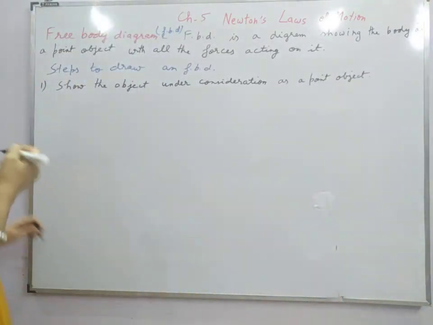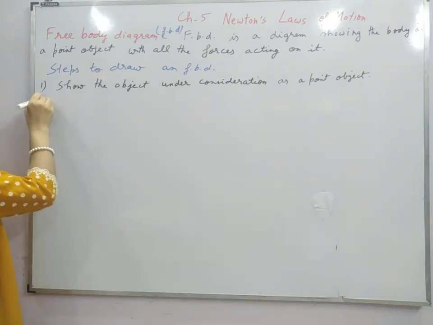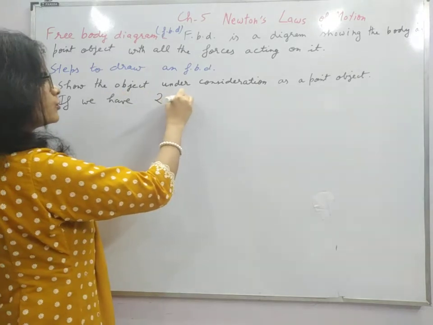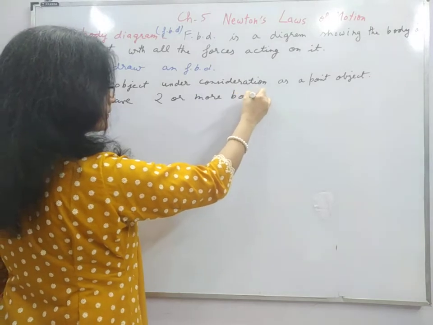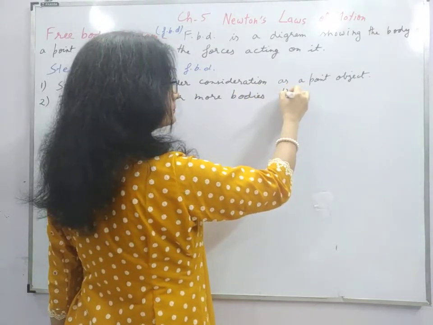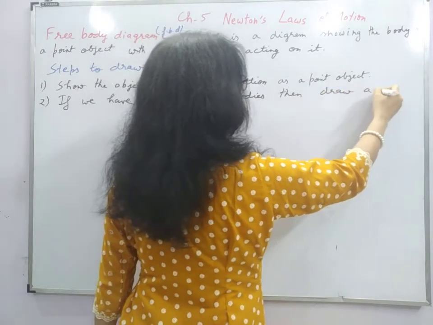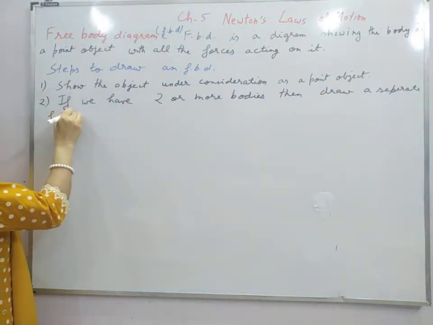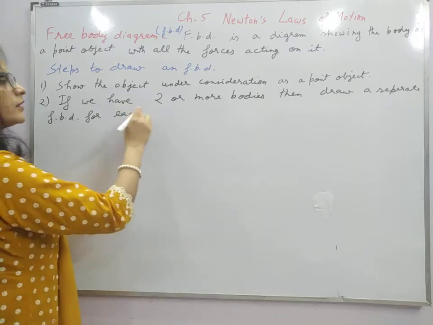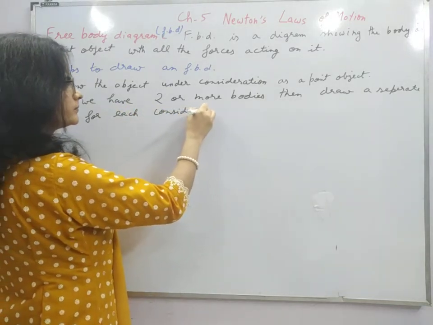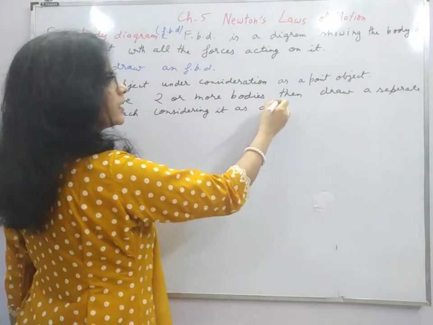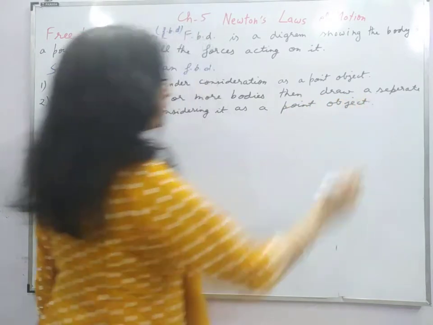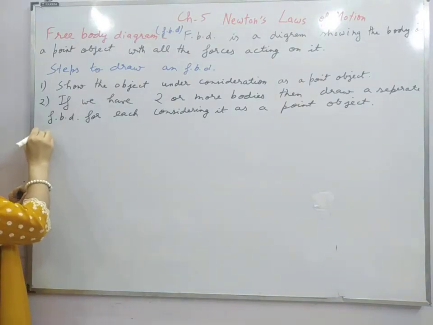And if we have two or more bodies, then draw a separate FBD for each, considering it as a point object. Right?